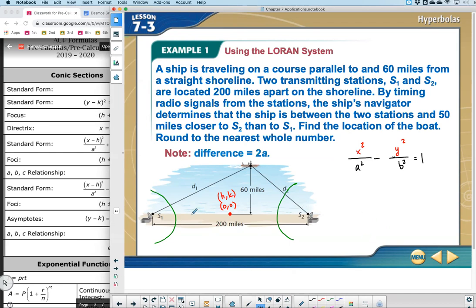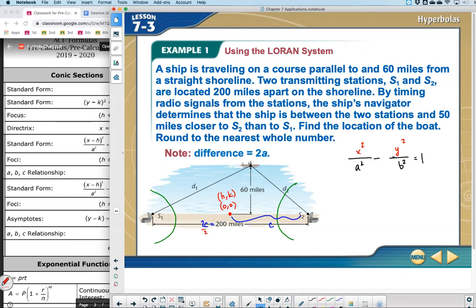Now, the stations are the foci. That's the reflection point, or the point that's sending out the data. The foci is always a distance of c. Now, since this is foci to foci, 2c would be 200.